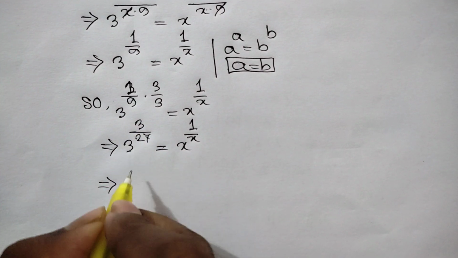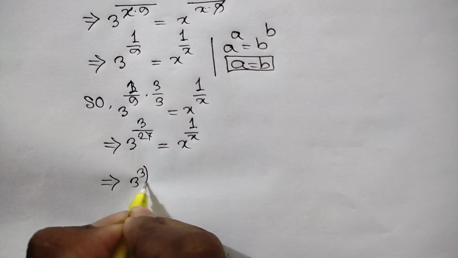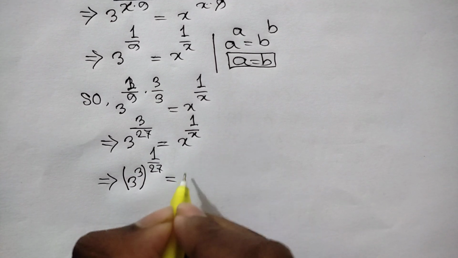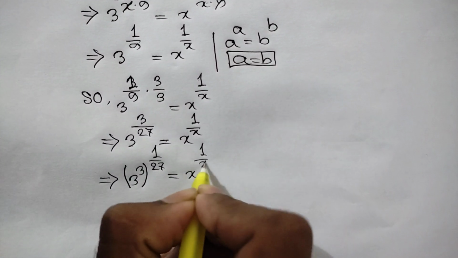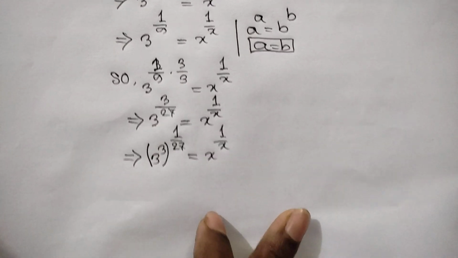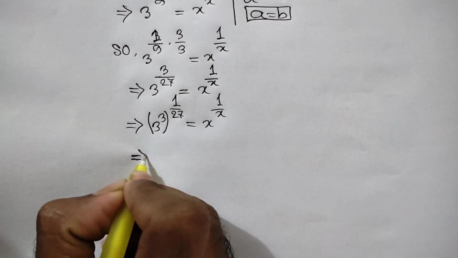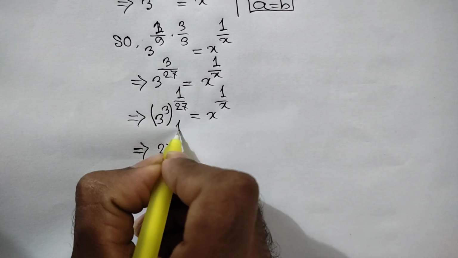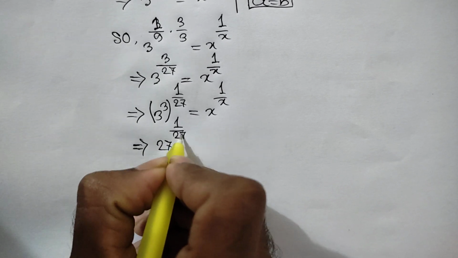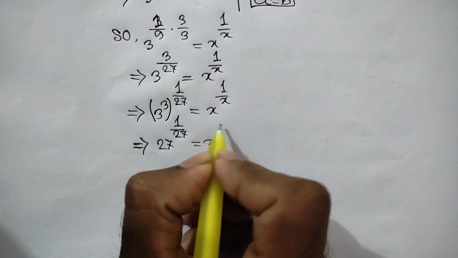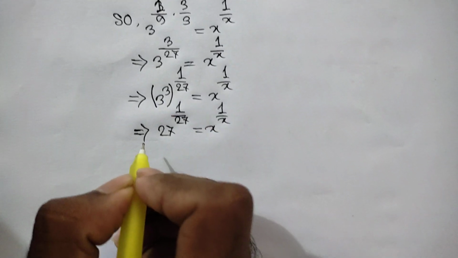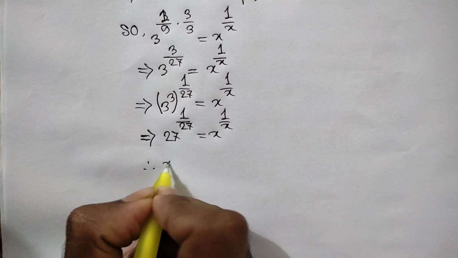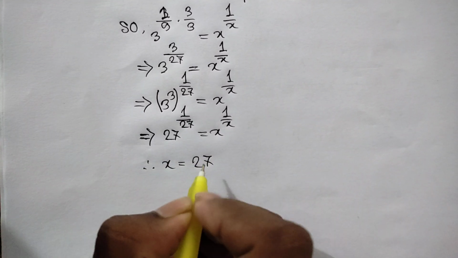Or here we can write (3 to the power 3) whole to the power 1 over 27 is equal to x to the power 1 over x. Or 3 to the power 3 remaining 27, to the power 1 over 27 is equal to x to the power 1 over x. Here we apply this rule, so x is equal to 27.